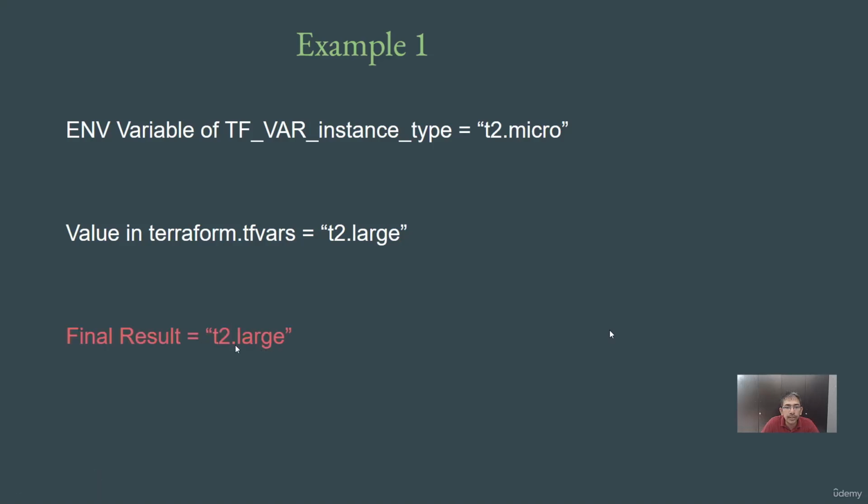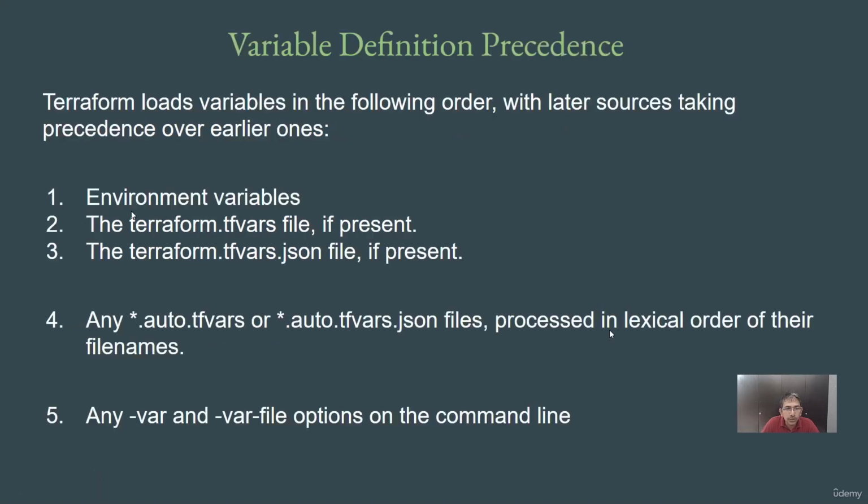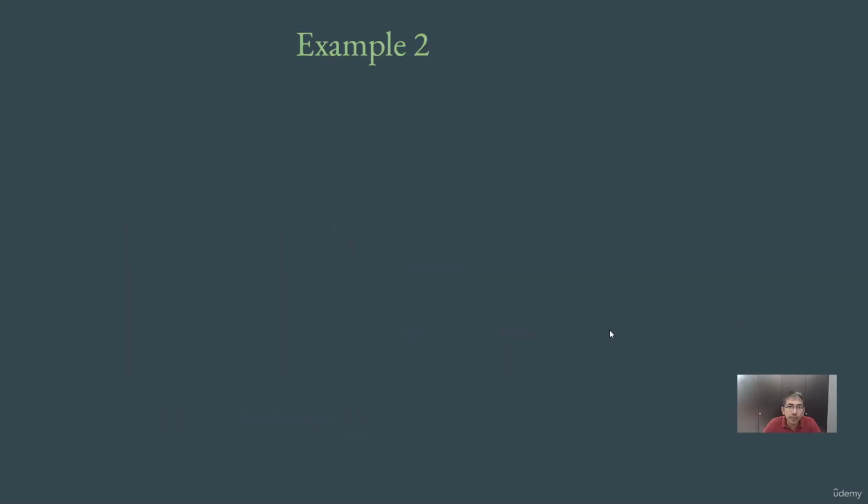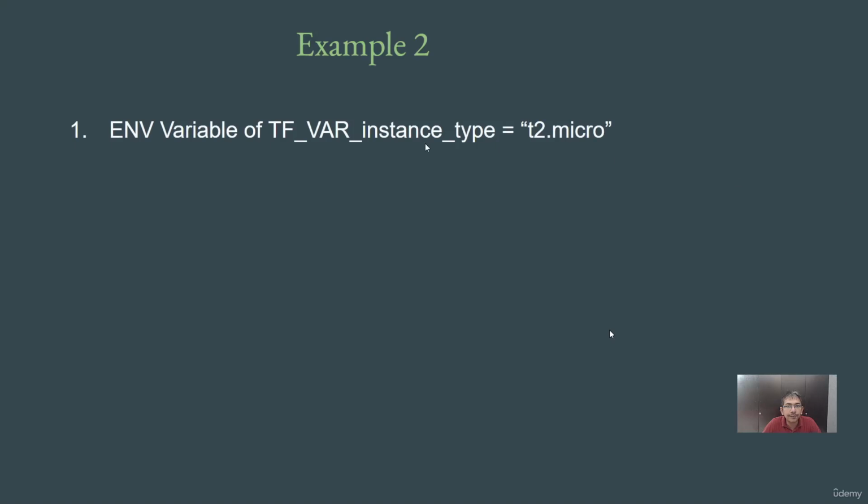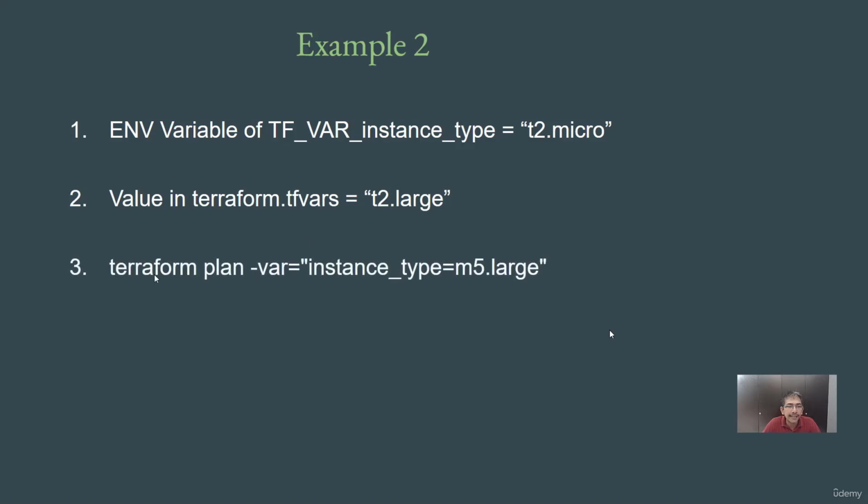It is going to take the t2 large, because the tfvars file has the higher precedence than the environment variable. So let's take one more example. This time the value of instance type in environment variable is t2 micro, value in tfvars file is t2 large, and the value that you define in the Terraform plan operation with the -var option is m5.large. So now which value will Terraform take? It is going to take the m5.large.